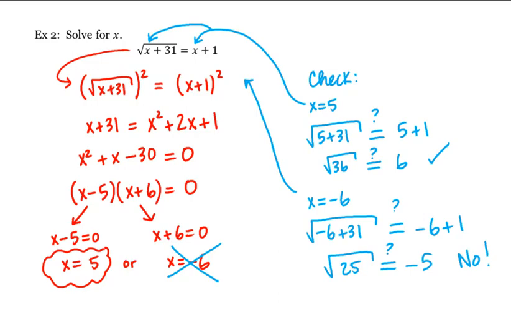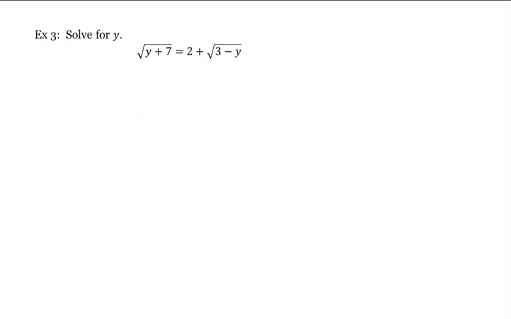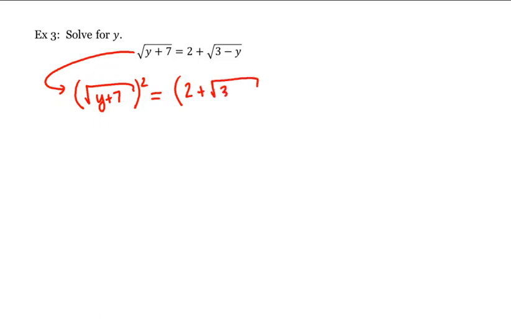All right, let's look at one more example. Let's solve this equation for y. Again, we'll begin by squaring both sides of the equation. So we have the square root of y plus 7 squared is equal to, be careful, we're squaring the entire right-hand side here, which gives us y plus 7 is equal to, and now we need to FOIL this right-hand side out, which will give us 4 plus 4 times the square root of 3 minus y, and then plus 3 minus y.